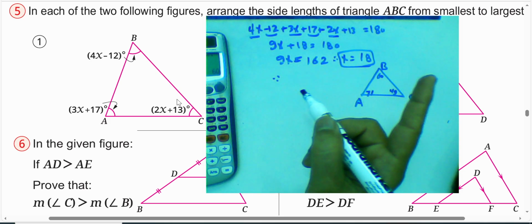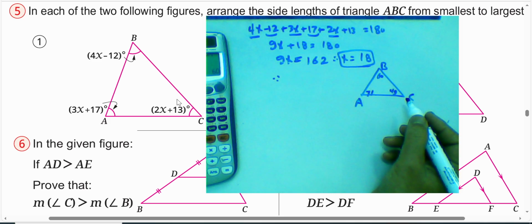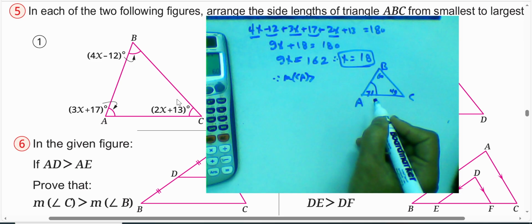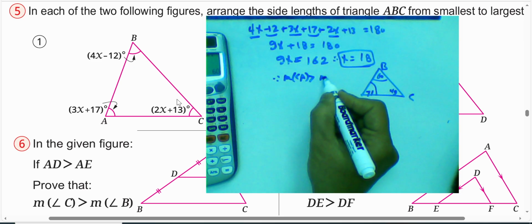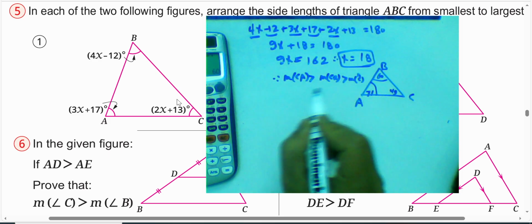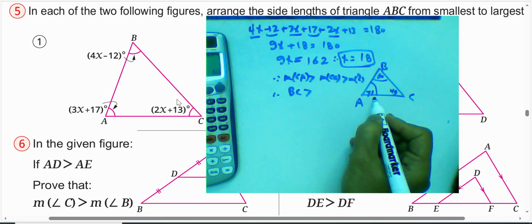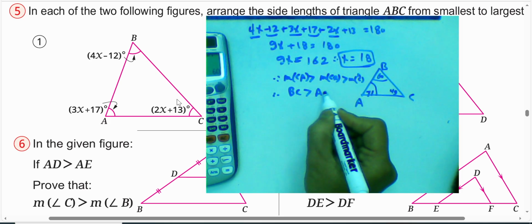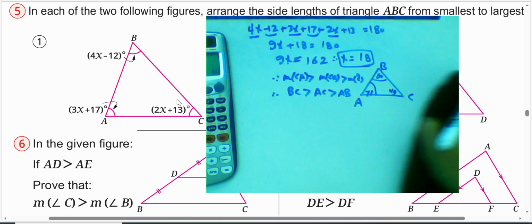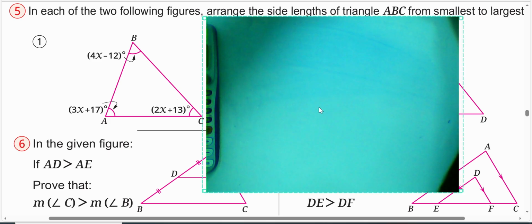What does he want to arrange? Arrange the sides. Okay. Then I will write the relation between the angles first. We have 71, the measure of angle A, greater than the measure of angle B, greater than the measure of angle C. Then angle A is opposite to BC, angle B is opposite to AC, and angle C is opposite to AB. Okay, this is question number 1.